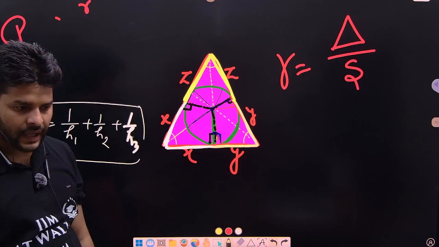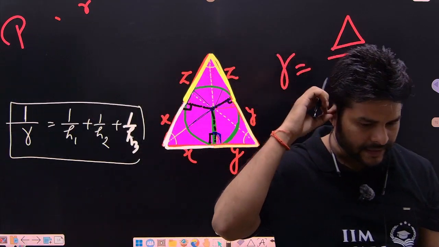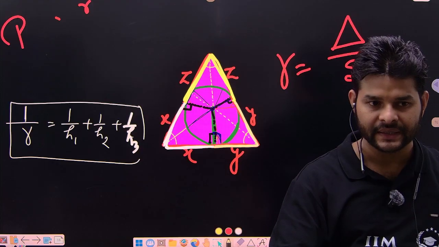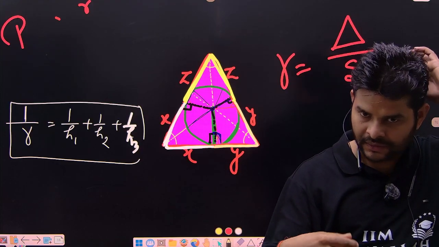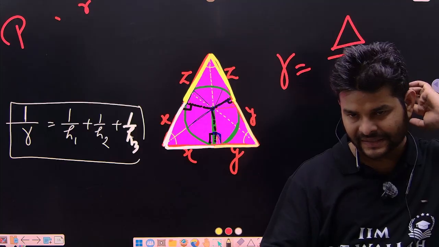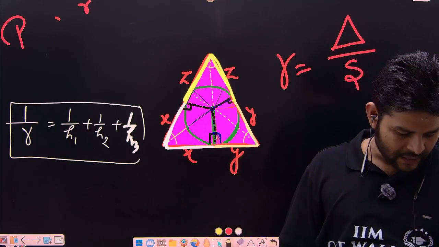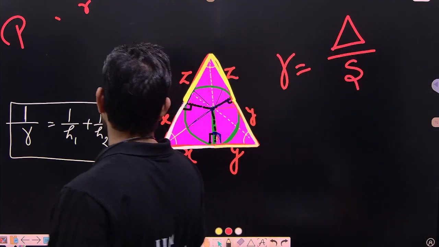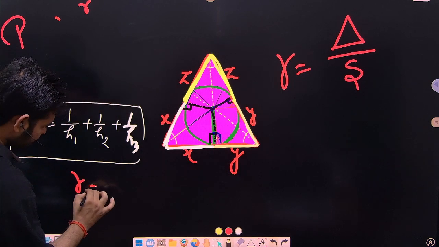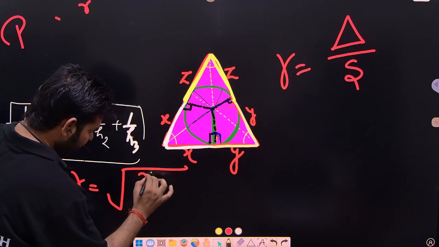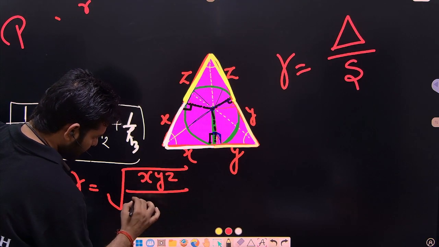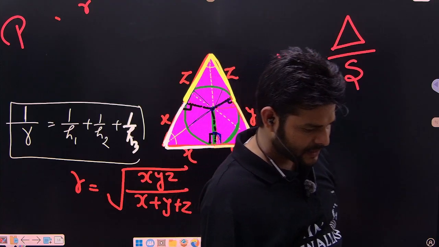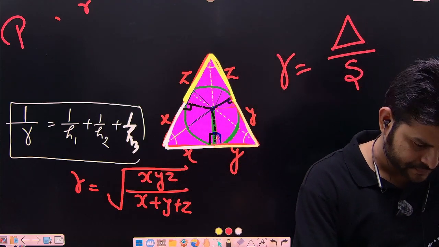So now the other formula in terms of incircle radius. We have a third formula to find the incircle radius if these lengths are given. The formula would be r, small r, the incircle radius, is equal to xyz upon x plus y plus z. This is the third formula. If these lengths are given, we can apply this formula.